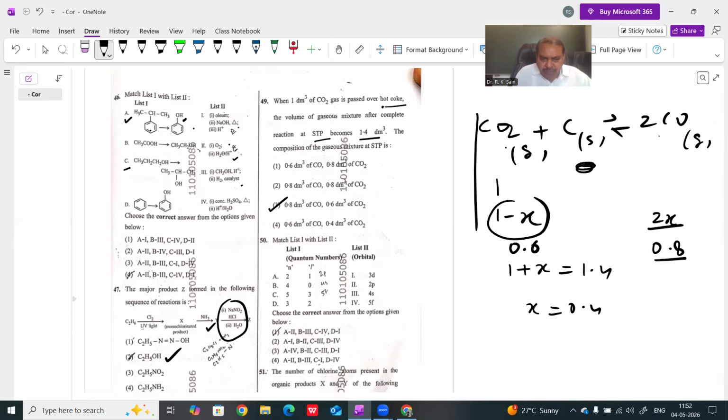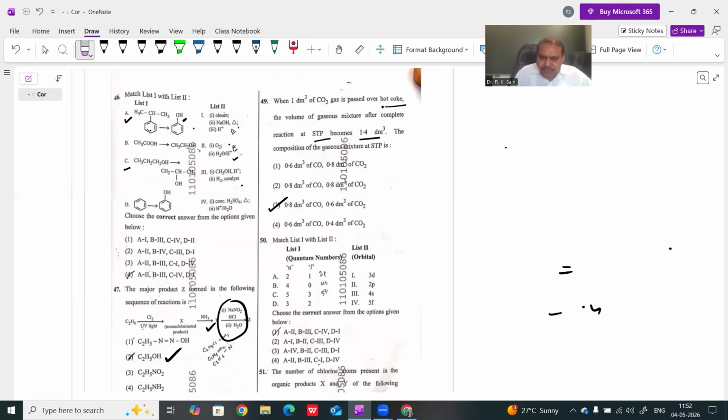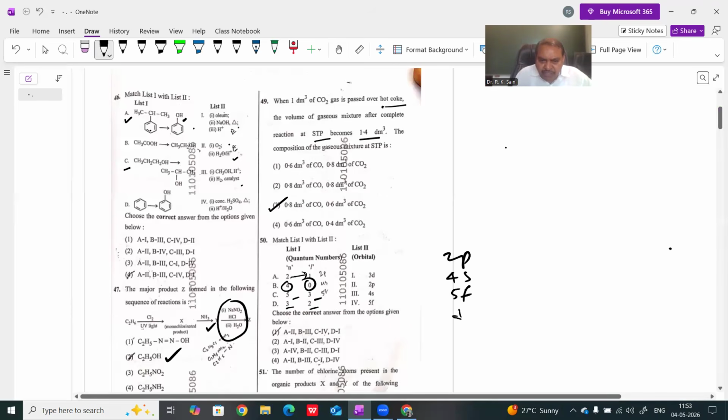Third option. Question 50 comes from atomic structure, particularly quantum numbers. Very easy question. N and L with the help of n, l, m: n equals 2, l equals 1, then this orbital is 2p. n equals 4, l equals 0, then the orbital is 4s. n equals 5, l equals 3, means the orbital is 5f. Question next, 51.